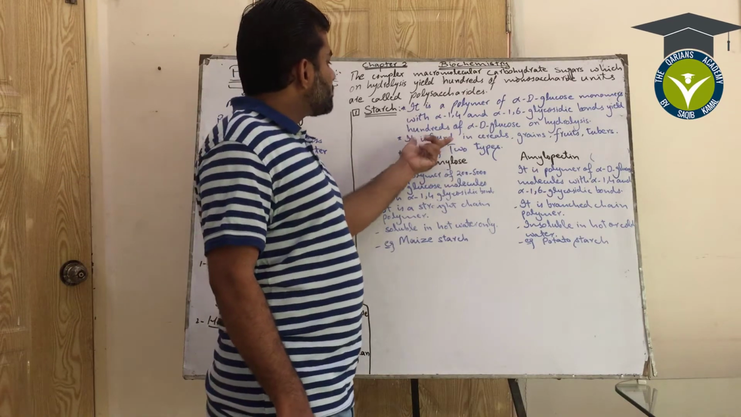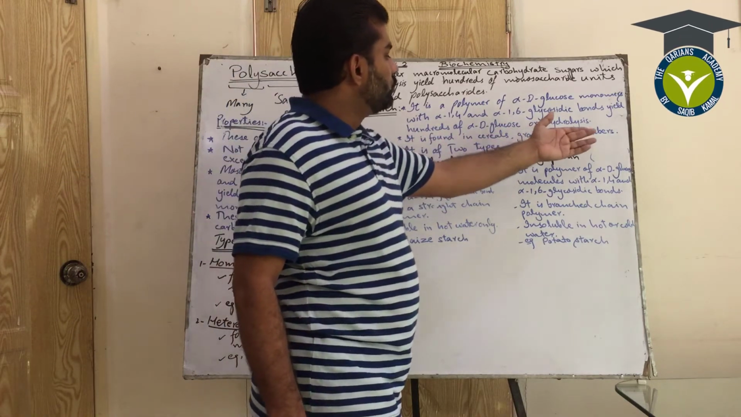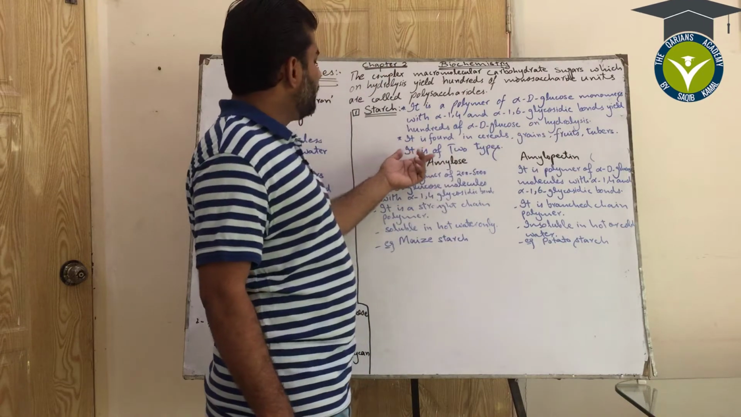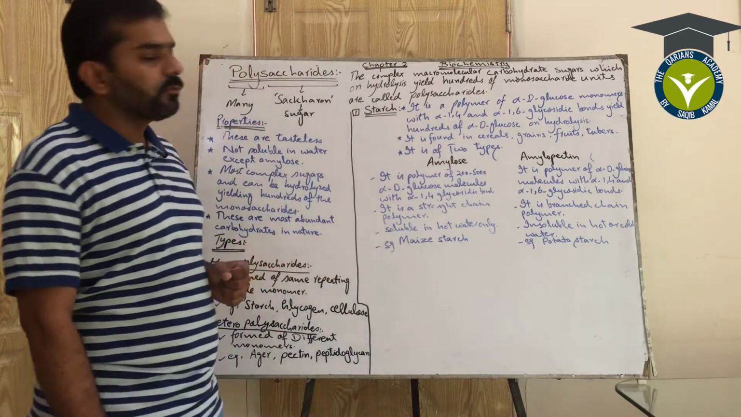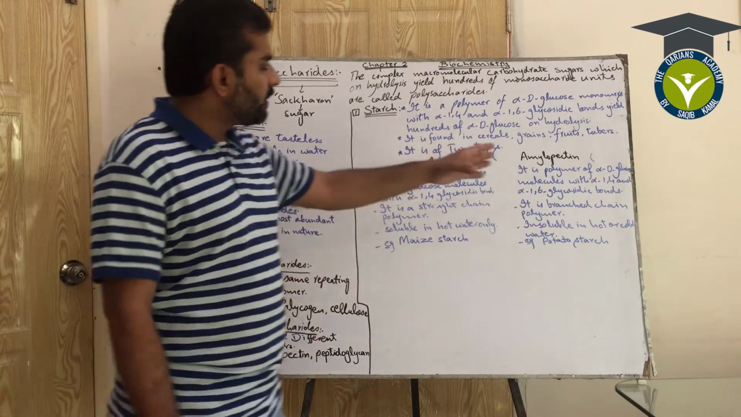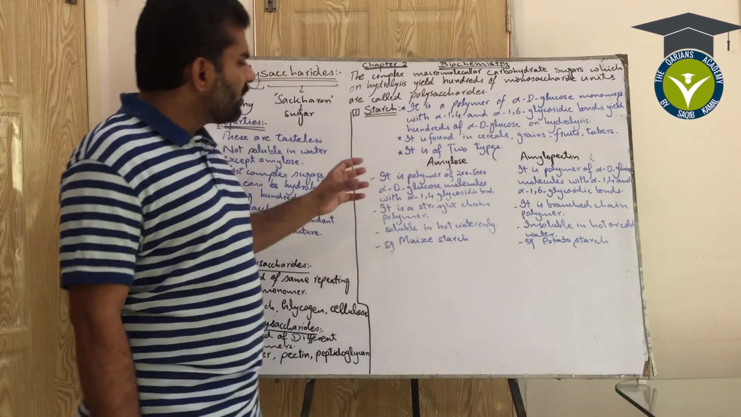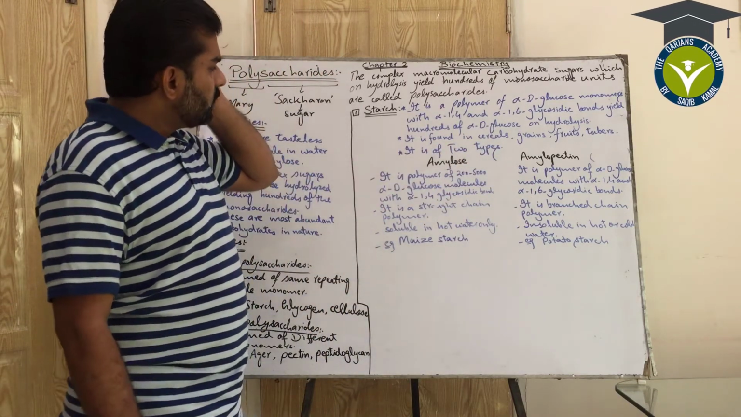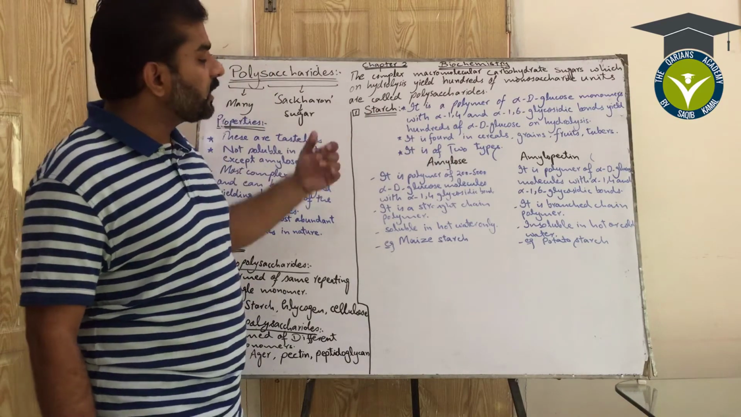ये स्टार्च कहां पाया जाता है? It is found in the cereal grains, fruits, tubers. It is of two types. Starch is of two types, amylose and amylopectin. अमाइलोस एंड अमाइलोपेक्टिन ये दोनों स्टार्च हैं. फिर फर्क क्या है?